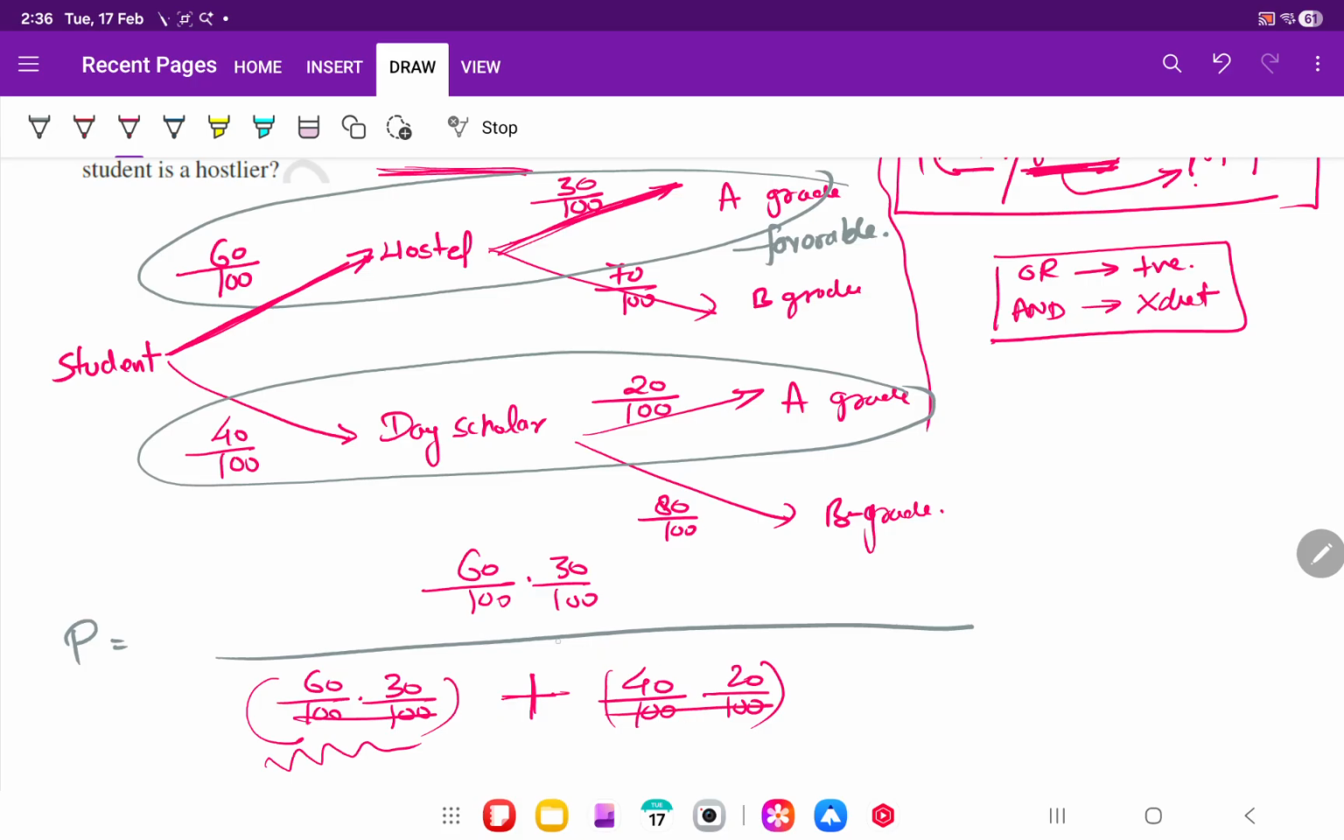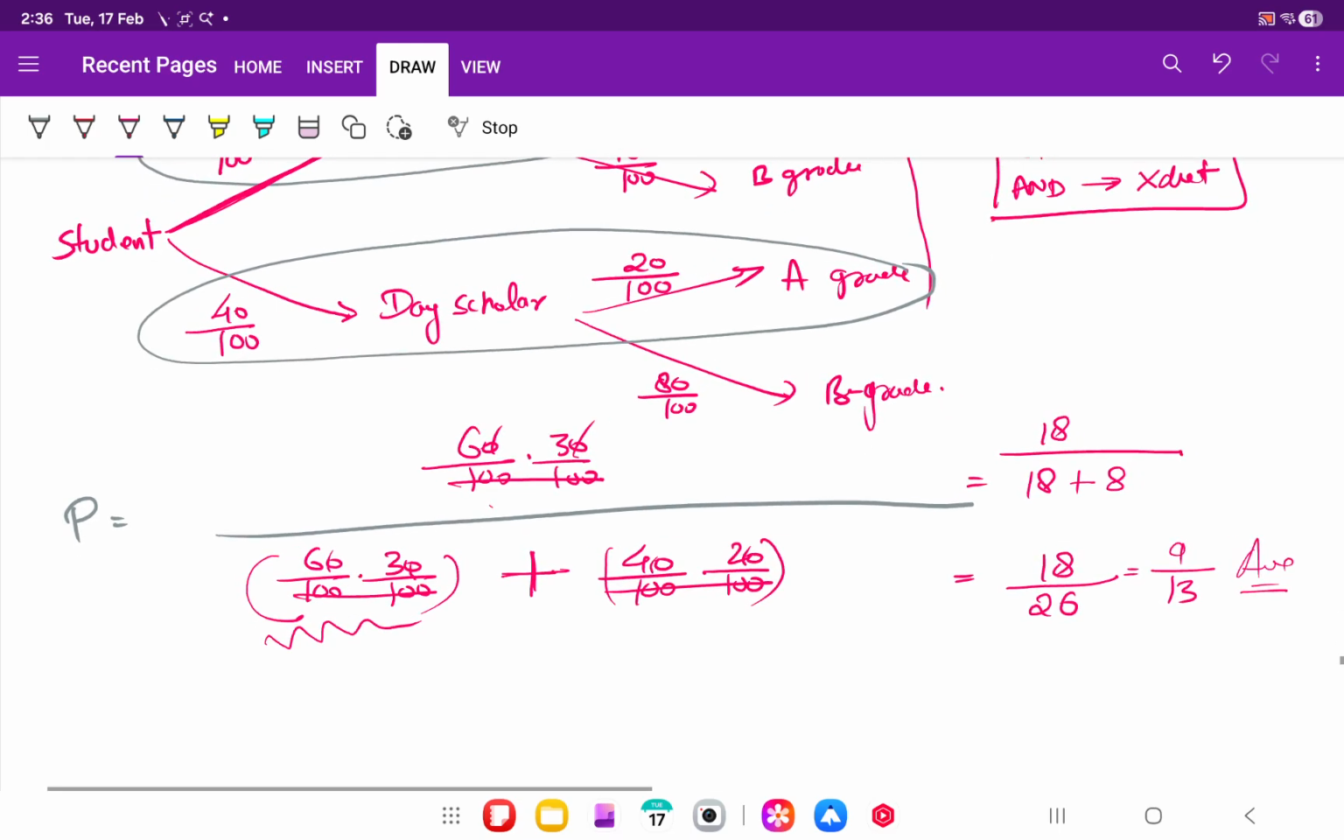So 100, 100 and 100 cancel. Here two zeros are also common, cancel. So we are getting 6 threes are 18. 18 plus 18 plus 8, which is 18 by 26, I think. And it will be 9 by 30. This is the answer. Okay? Solve it again.